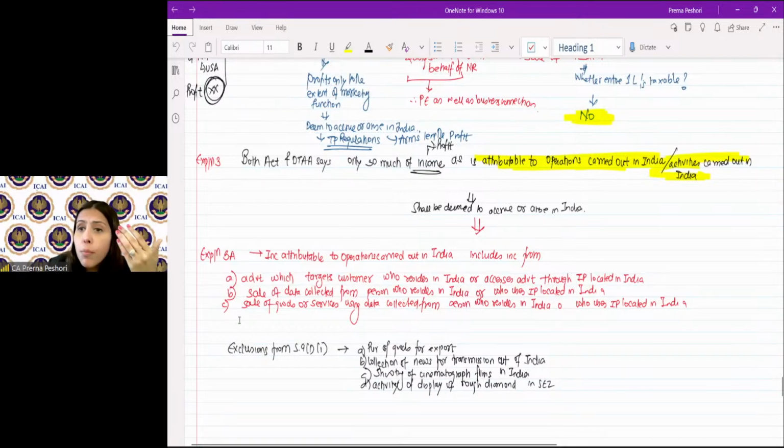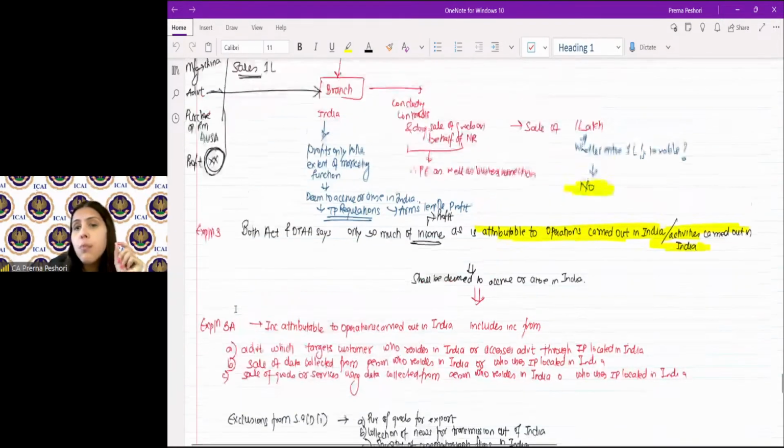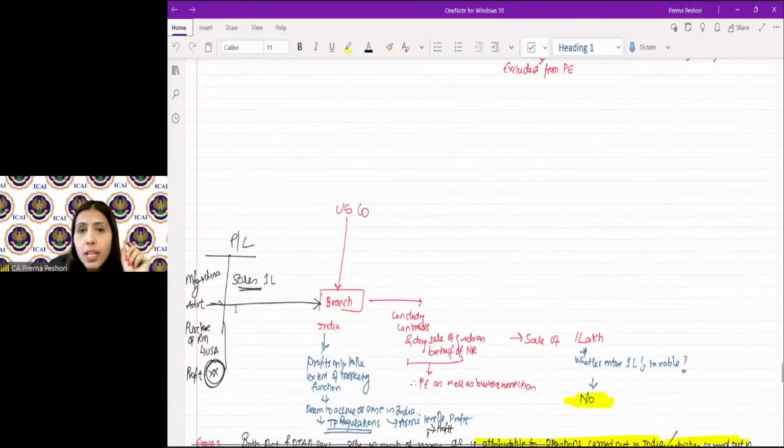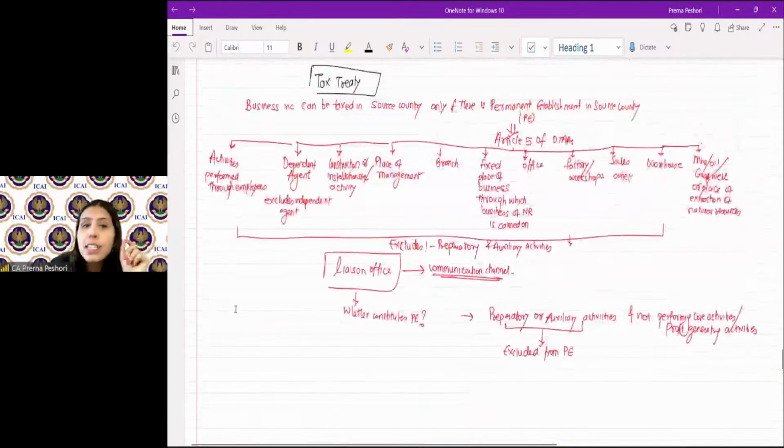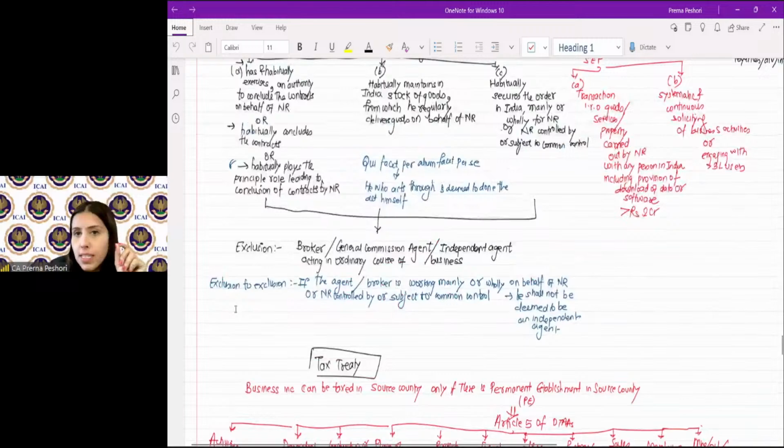Then we saw that SEP, significant economic presence, will also constitute a business connection. SEP is with regard to transactions in respect of goods or services, including download of data or software, where the transactions are more than rupees 2 crore, or the interaction with users is more than 3 lakh users, right? In that case, even the SEP will constitute the business connection.